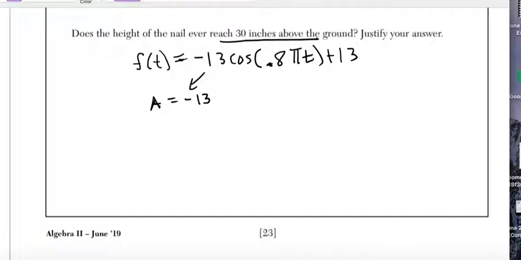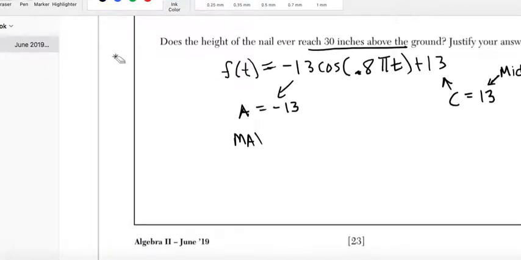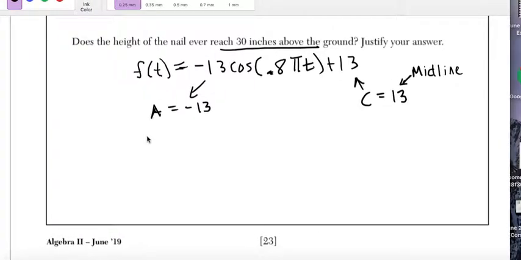Then the c value is called the midline, which is positive 13. This is known as our midline. That's the average height of the cosine curve. Now, to get the maximum height, well, before I even do that, guys, the absolute value of a is going to be positive 13, which by chance happened to be the same as the midline. Now, how do we use the midline and the amplitude?